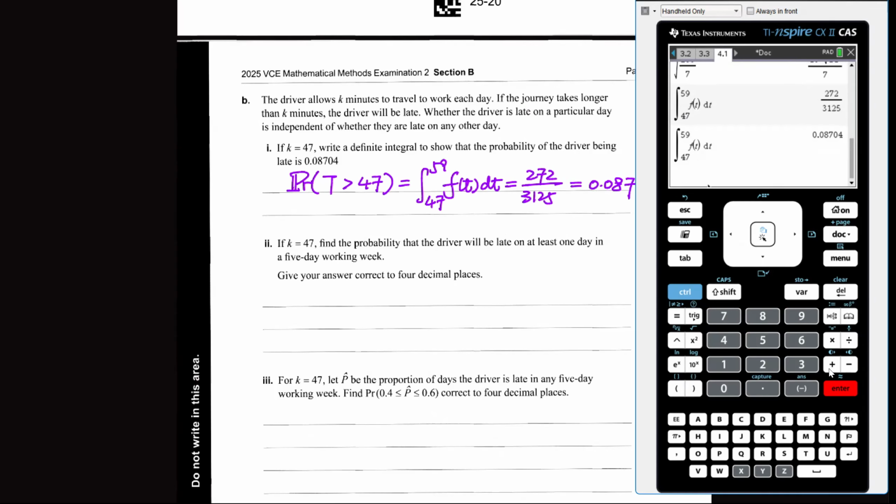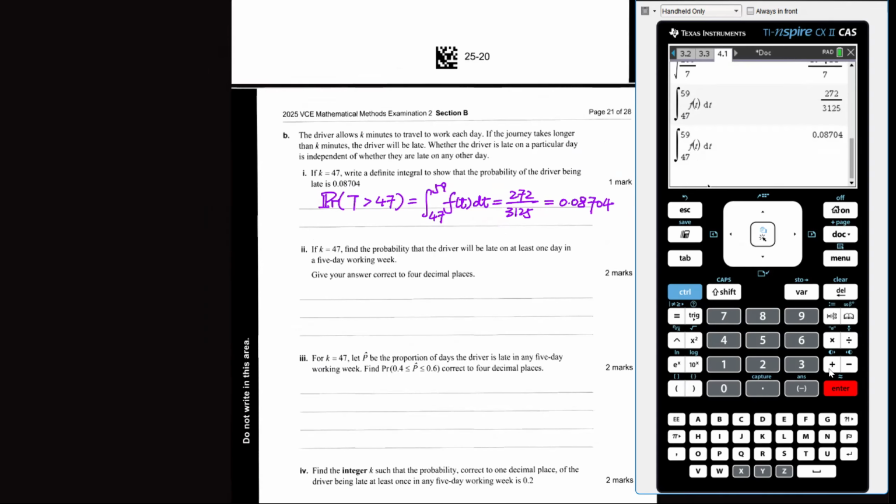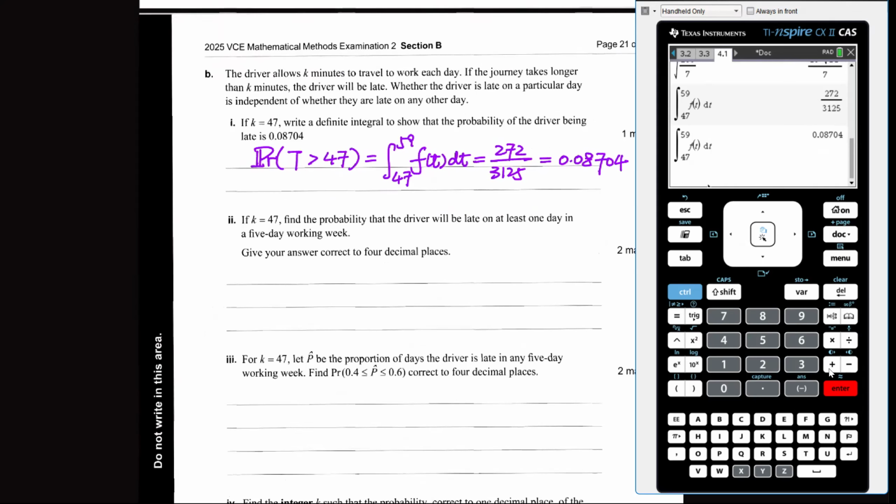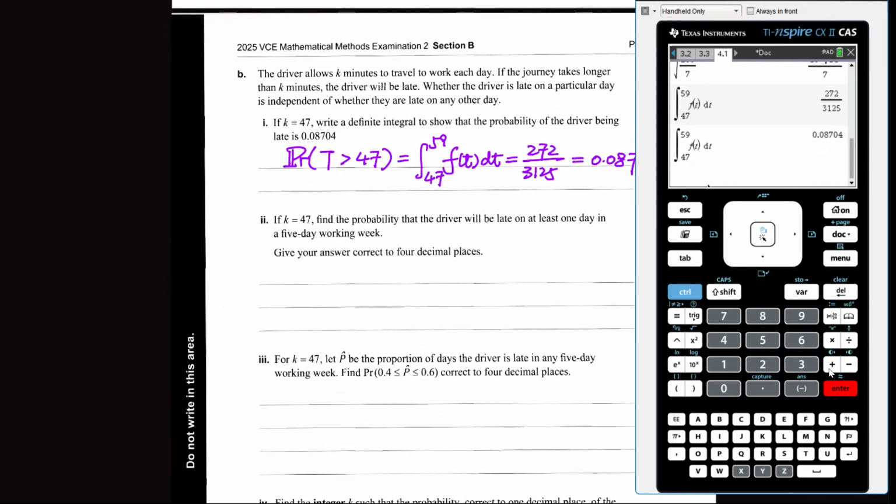And you can see this value is unrounded, okay? 272 divided by 3125. That can be written as a terminating decimal, 0.08704. So you need to carry all digits if it's relevant to other parts. And the driver will be late on at least one day in a 5-day working week. This is a binomial.